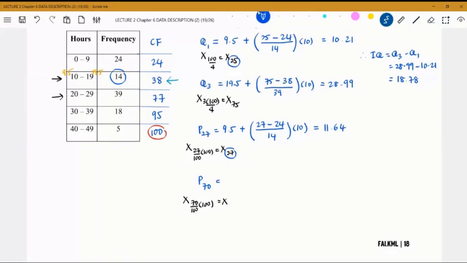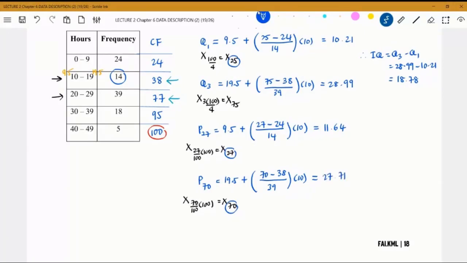Alright, so the next one which is percentile 70. So obviously we get the 70th observation. So 70 lies on the third row or the third class. The lower boundary will be 19.5 plus 70 minus 38, divided by its own frequency, 39, times 10. So the value for P70 will be 27.71. Okay, thank you.